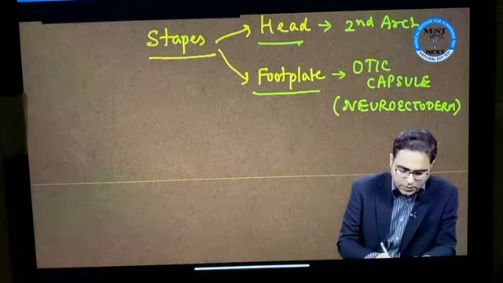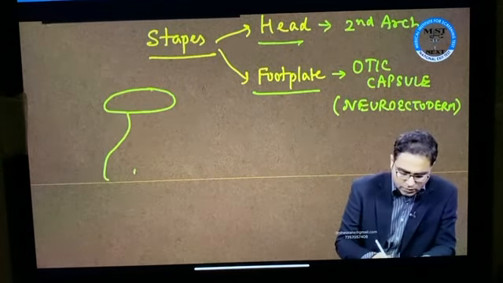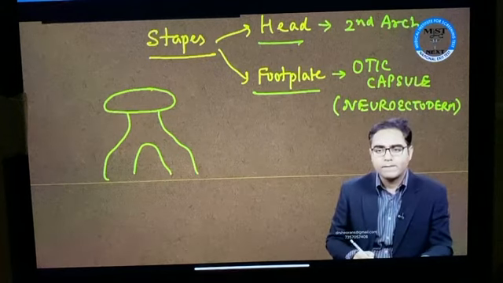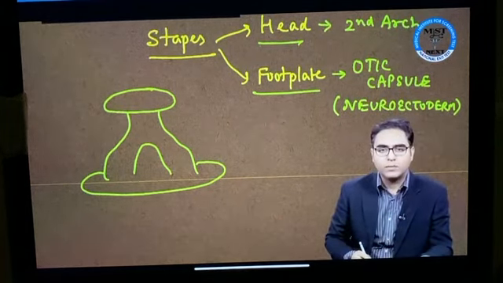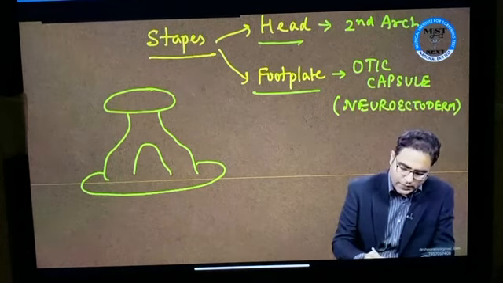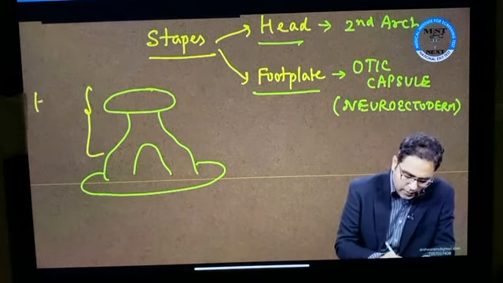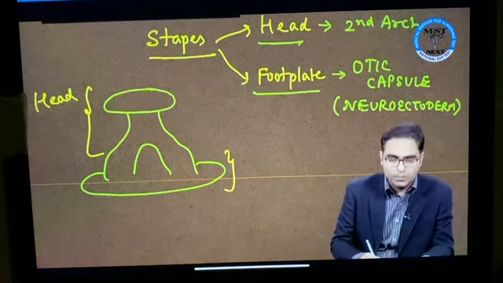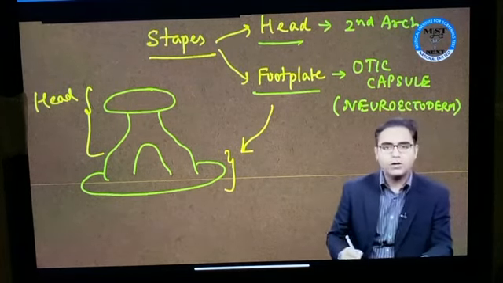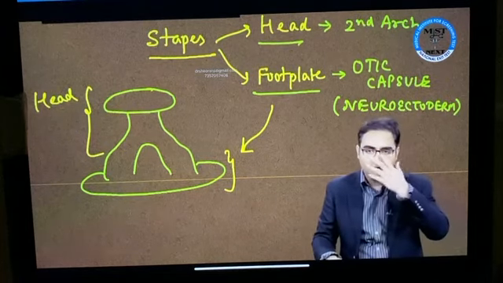Okay, you can draw the stapes over here. This is the head of the stapes. This is the foot plate of the stapes. So you should know the stapes, very easy to understand. This is called the head of the stapes, and this much is called the foot plate. It's like a cup on a plate.